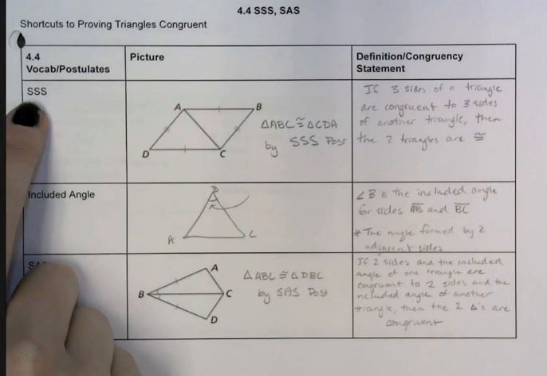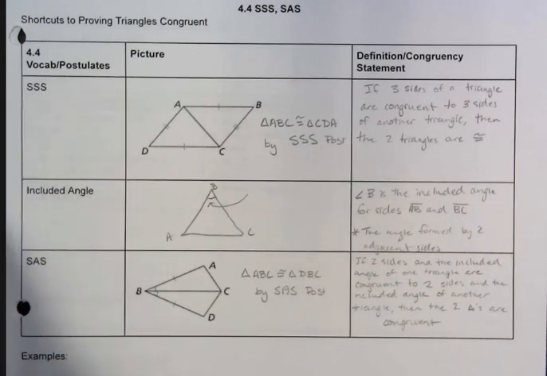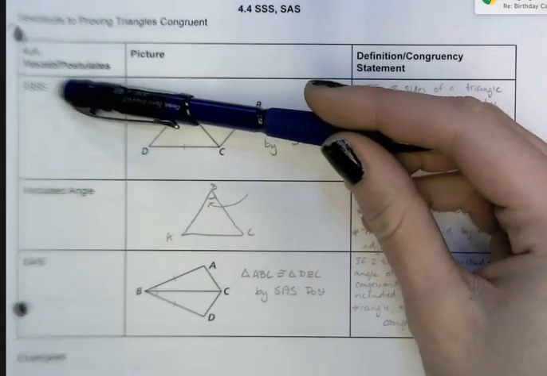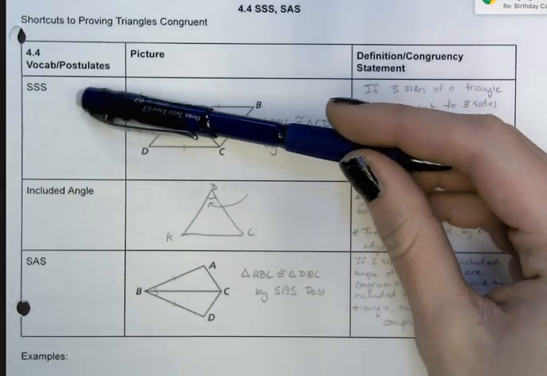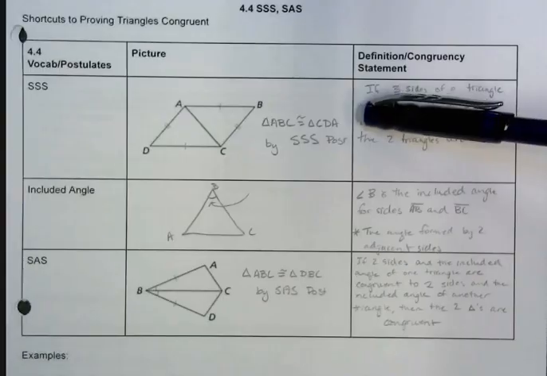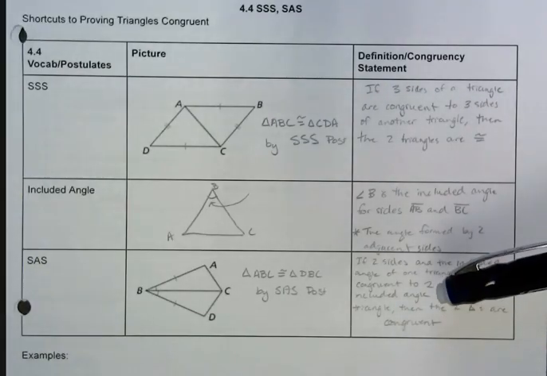We're abbreviating those this way. Side, side, side is SSS. Side, angle, side, SAS. What this means is if I can show all three sides are congruent, corresponding again, that's enough to show that the two triangles are congruent. This is a postulate that we have in geometry.